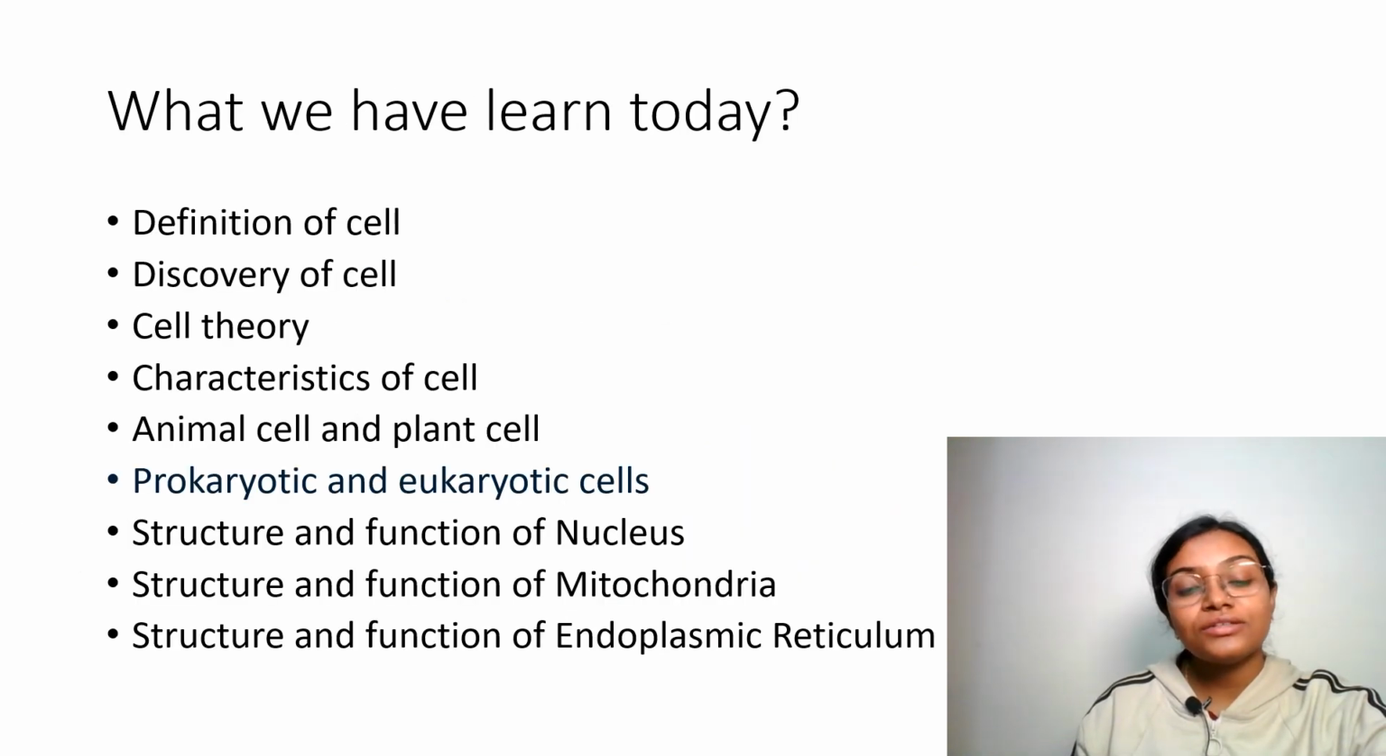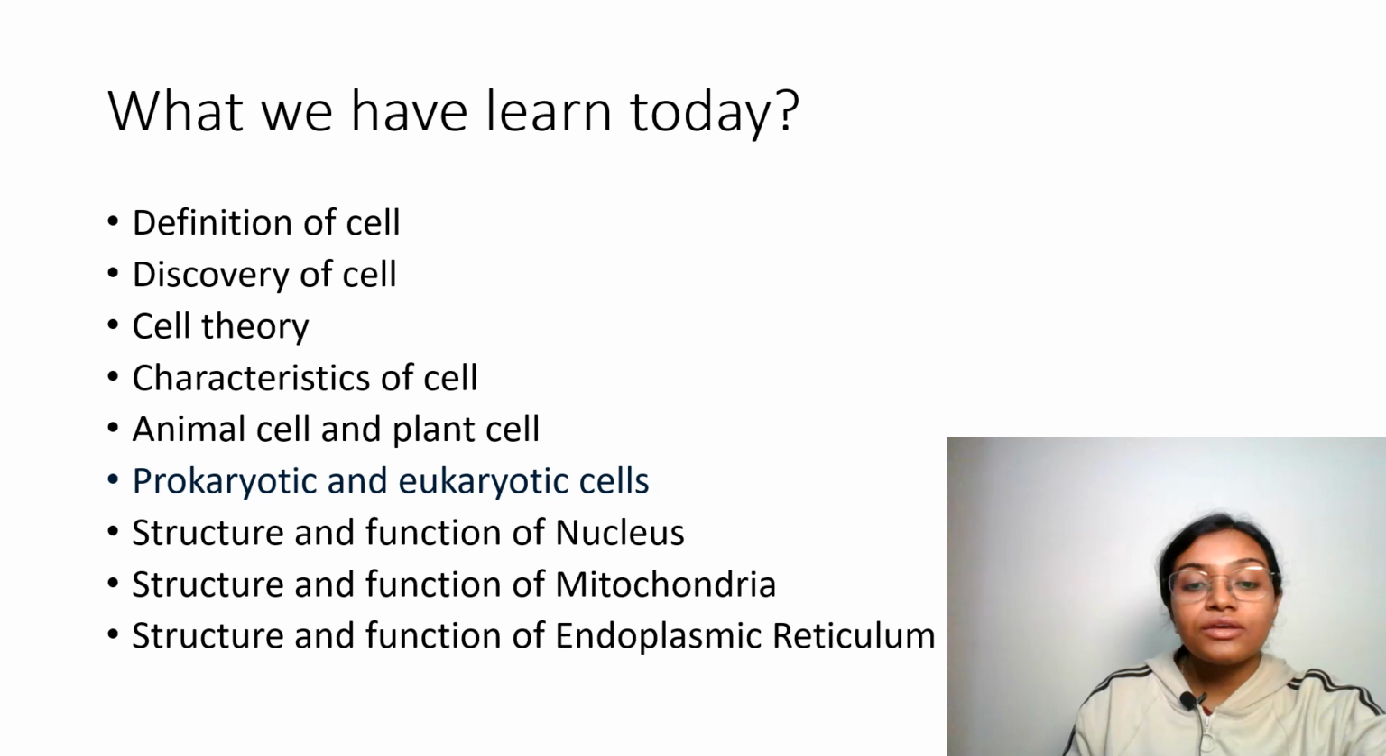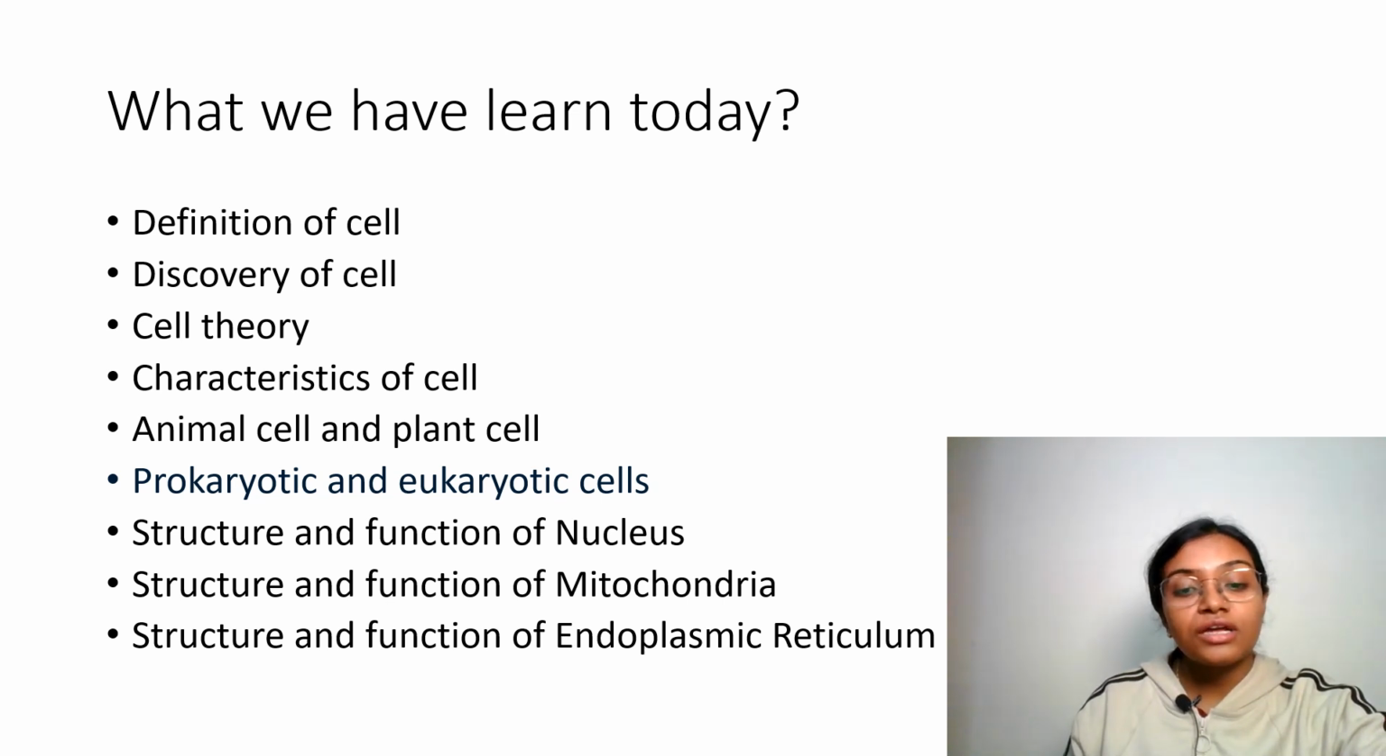Then what did we learn today? Today we have learned the definition of cell, discovery of cell, cell theory, characteristics of cell, animal cell and plant cell differences, and prokaryotic cells, eukaryotic cells, structure and function of nucleus, structure and function of mitochondria, and structure and function of the endoplasmic reticulum.